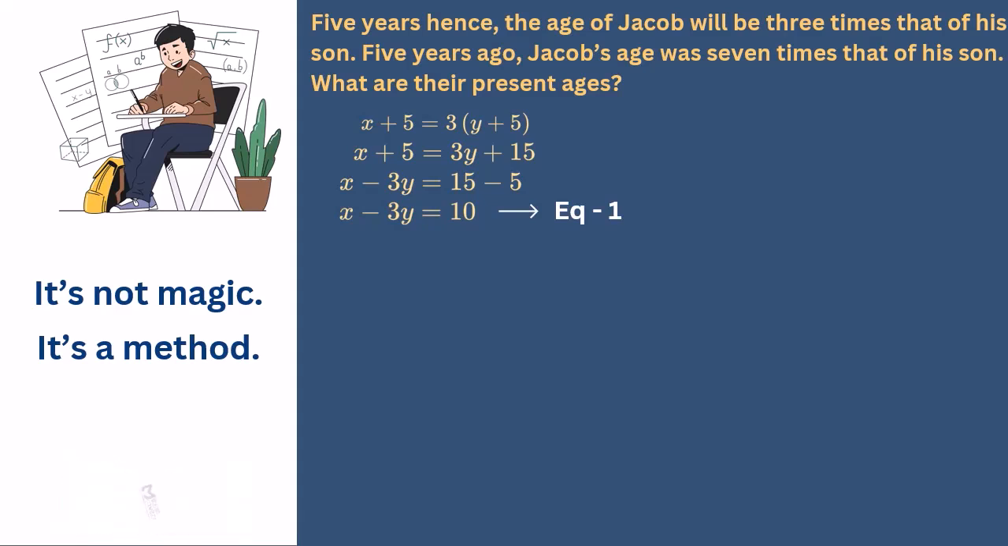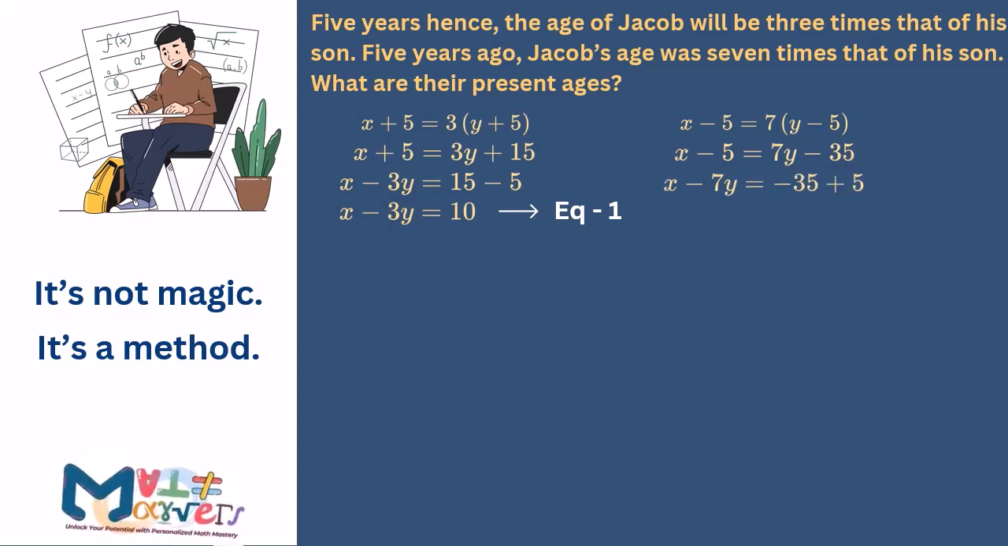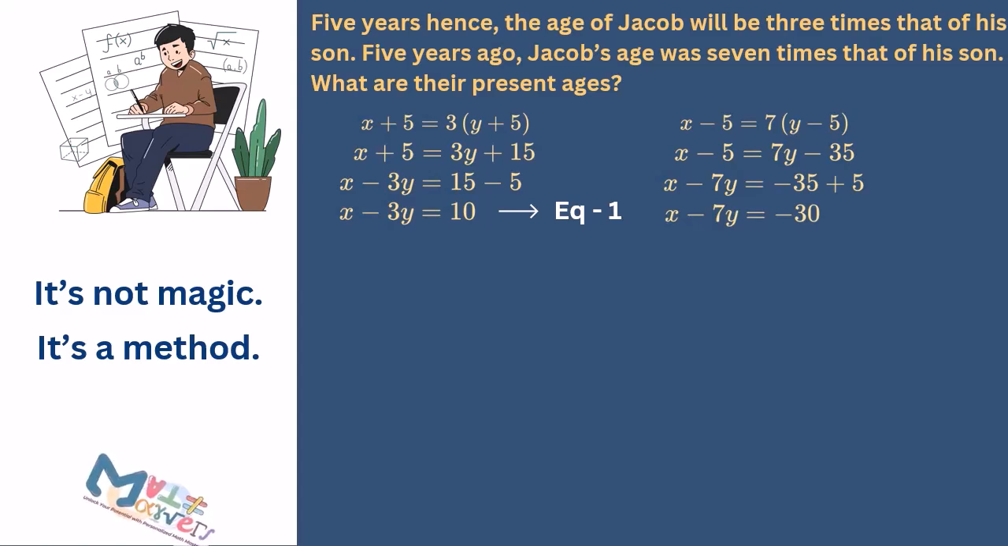Now let's simplify the second equation. X minus 5 equals 7 times y minus 5, which expands to x minus 5 equals 7y minus 35. Again, move variables to one side and numbers to the other side. So it becomes x minus 7y equal to minus 35 plus 5. That is x minus 7y equal to minus 30. We will call this equation 2.